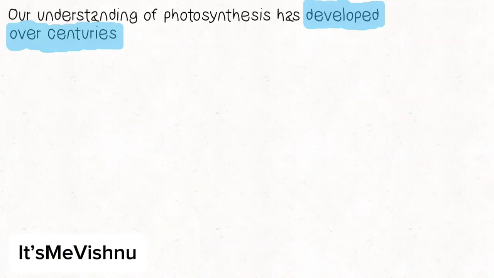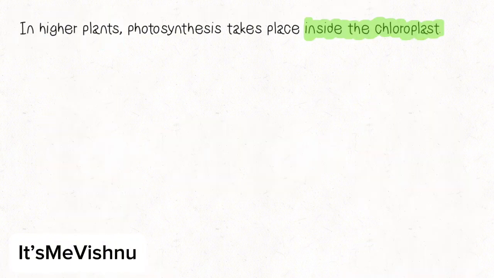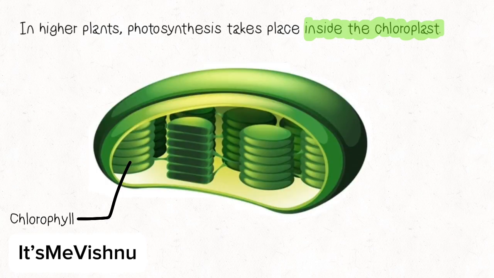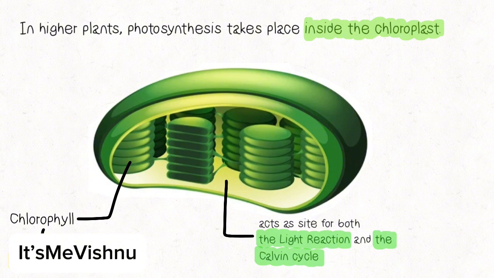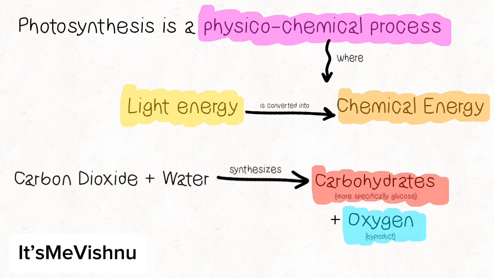Our understanding of photosynthesis has developed over centuries. Early experiments by Ingenhousz, Hirsch, and Sachs revealed that sunlight, chlorophyll, and carbon dioxide are essential in the process. In higher plants, which we will be dealing with today, photosynthesis takes place inside the chloroplast. The chloroplast contains pigments like chlorophyll, which absorbs light energy, and is the site for both the light reaction and the Calvin cycle, which you will learn soon. From these studies, we know that photosynthesis is a physicochemical process where light energy is converted into chemical energy. Carbon dioxide and water are used to synthesize carbohydrates, and oxygen is released as a byproduct.